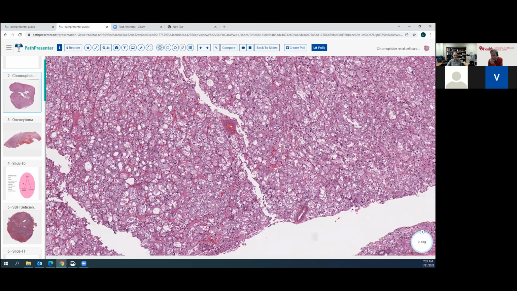So if you were to stain this tumor with a CD117, this would be negative. If you did a Pax8, a Pax8 is a nice stain that I like to use to rule out a metastasis. Most renal cell carcinomas are going to be positive for Pax8, so I like to use this one. This tumor will be positive for Pax8.